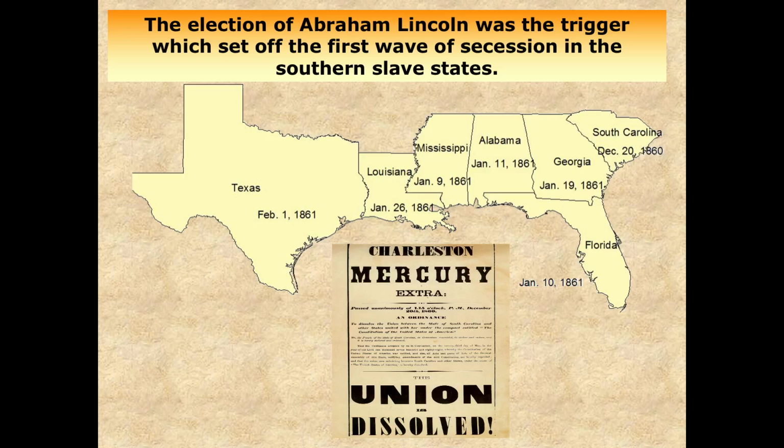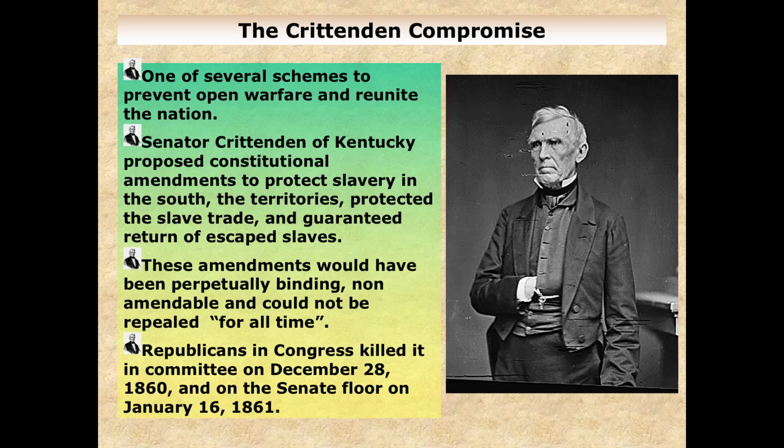But okay, as a last-ditch effort, Senator Crittenden of Kentucky is going to try to propose an amendment to the Constitution that basically protects slavery. He wants to try to prevent open warfare with that, reunite the nation, and protect slavery in the South, in the territories, and the slave trade, and guarantee the return of runaway slaves via a constitutional amendment, which will include the fugitive slave law in some shape or form.